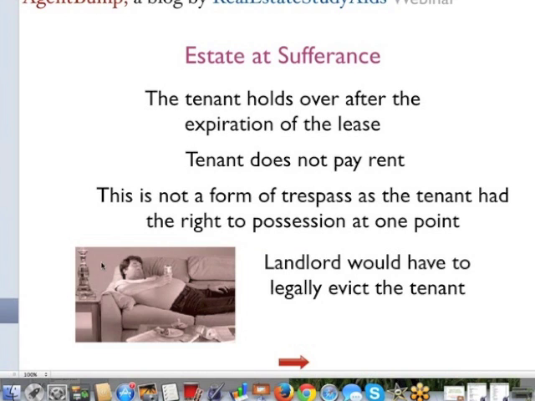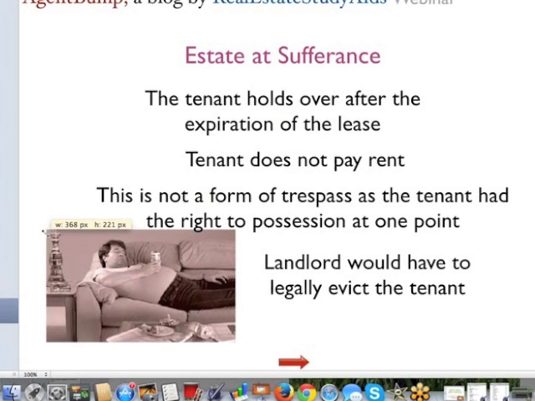In estate at sufferance, you guys like my picture here? It's actually a picture of my brother. Luckily, he's not watching the webinar.